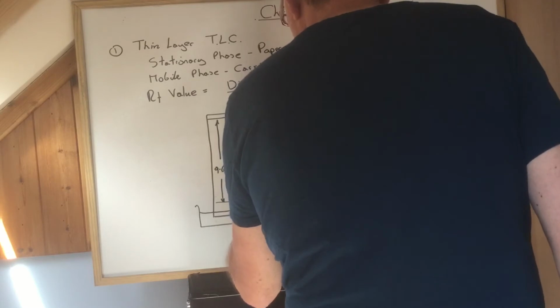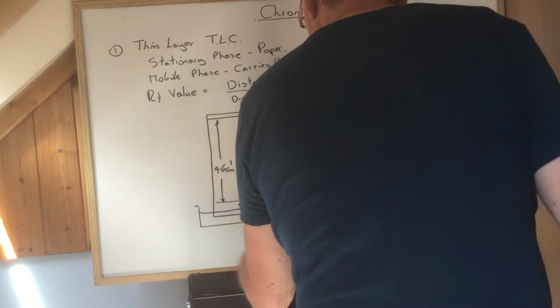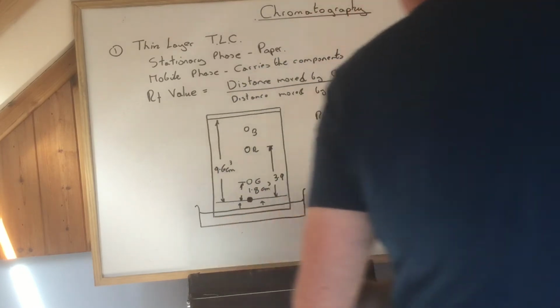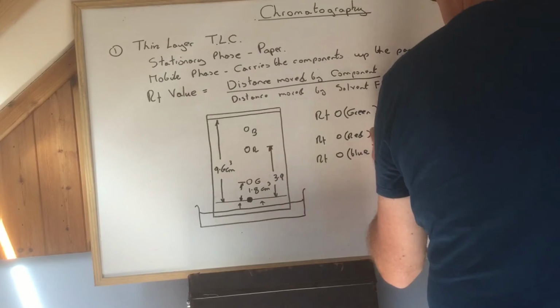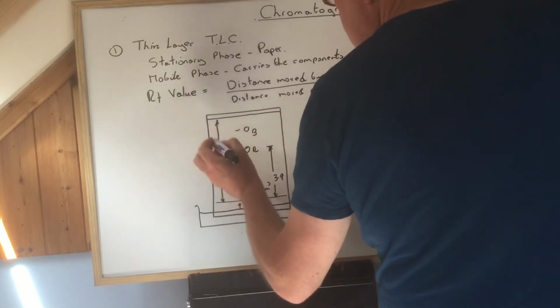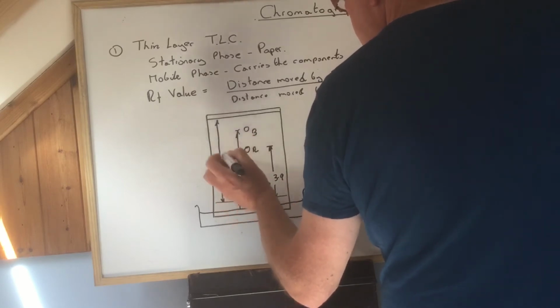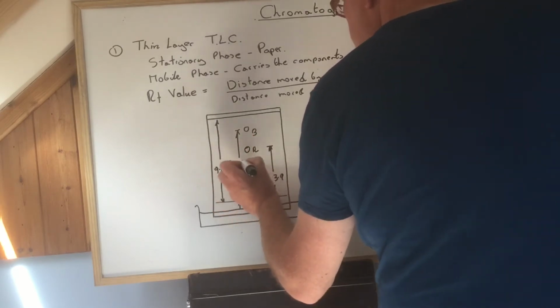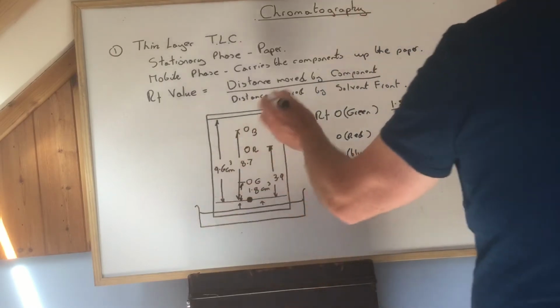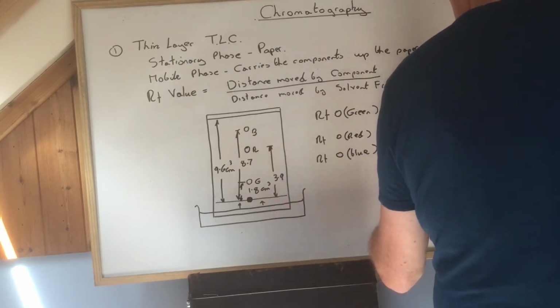Let's say that has travelled up 3.9 centimetres. Okay, the Rf value for that is 3.9 over 9.6 equals. And the blue, let's say that's gone up 8.7 centimetres. So the Rf value for that is 8.7 divided by 9.6 equals.